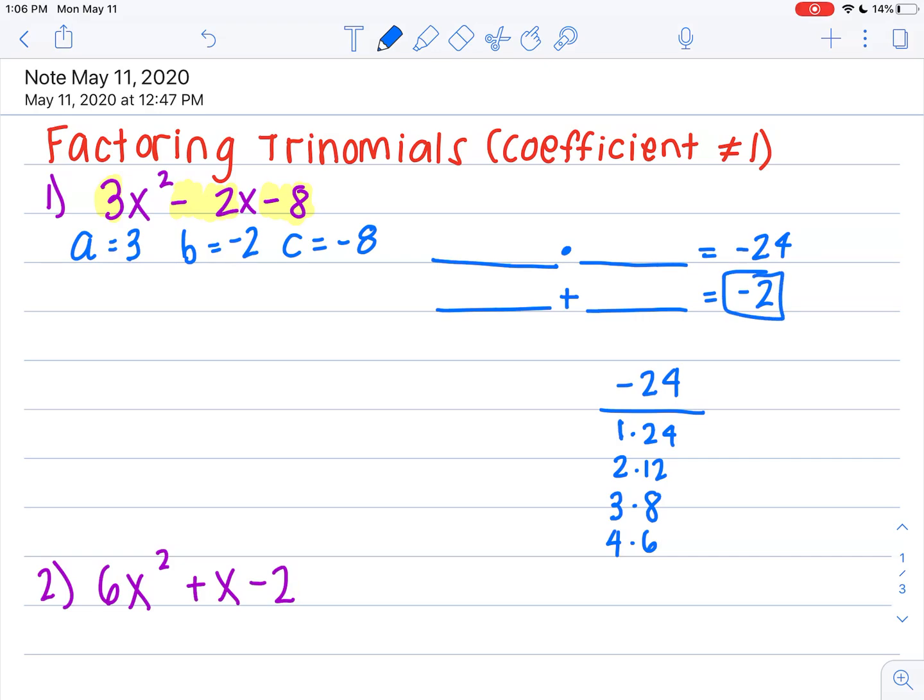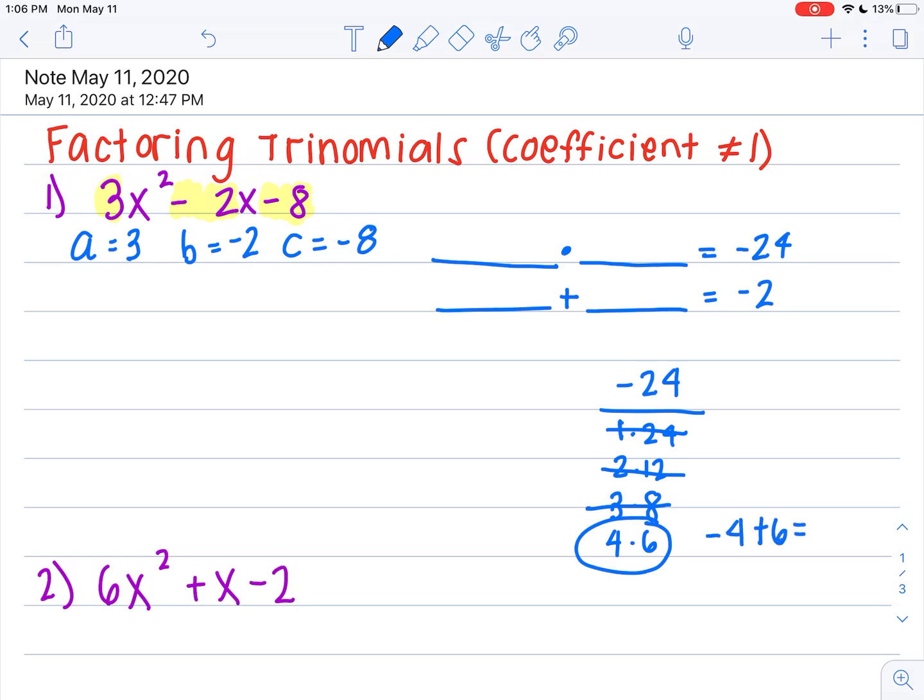So here we go. We have to find a -2. Now, if we subtract 24 minus 1, or if we add these together, that's not going to get us 2. It's not going to come close. Same thing with 2 and 12. 12 minus 2 is 10, and if you add them together, it's 14. 8 minus 3 is 5, and 3 plus 8 is 11. 4 plus 6 is 10, but 6 minus 4 is 2. So this is going to be my answer, but I need to figure out where to put the negatives.